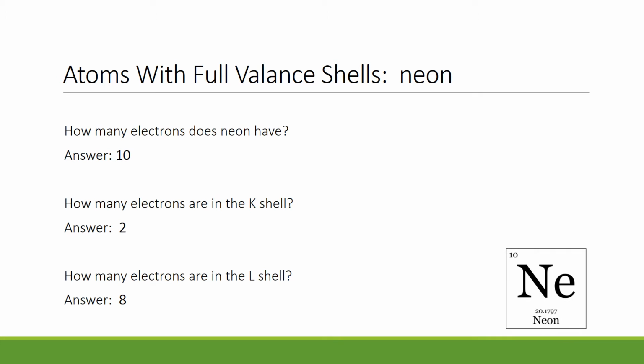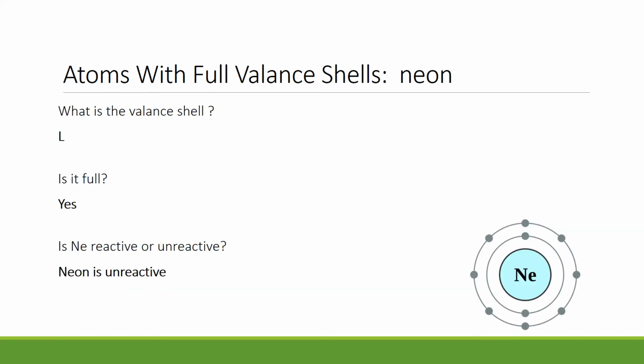So you should now be able to answer these questions. How many electrons does neon have? The answer is 10. How many electrons are in the K shell? The answer is 2. And how many electrons are in the L shell? And the answer is 8. You should have determined, in the case of neon, that the valence shell is the L shell, or the second shell. Is it full? The answer is yes. Is neon reactive or unreactive? Since the valence shell is full, it's unreactive.